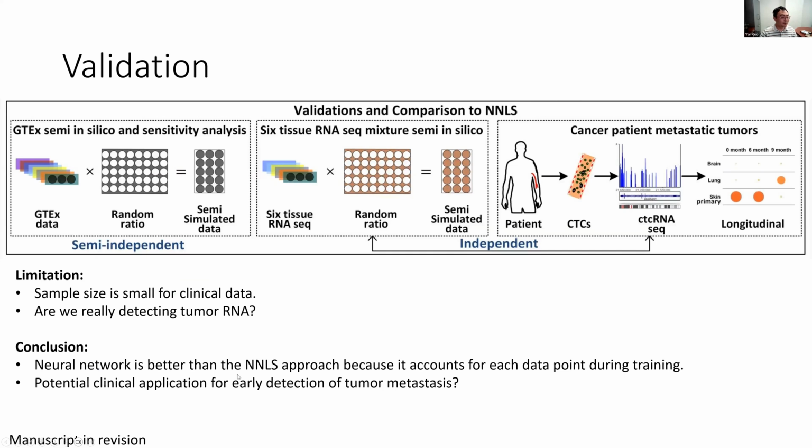Based on what we found, definitely the conclusion is that the neural network is better than the traditional regression method because it accounts for each data point during the training. So we don't have to depend on a panel. There's a potential clinical application for this method: we can detect early metastasis tumor. If this can be real, it could be very, very good for monitoring patients. This manuscript is currently in revision.